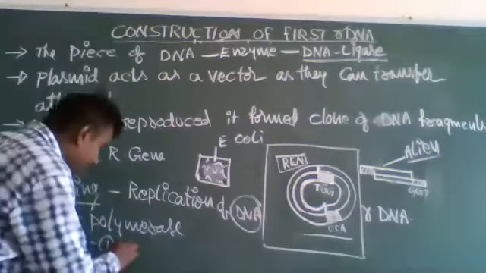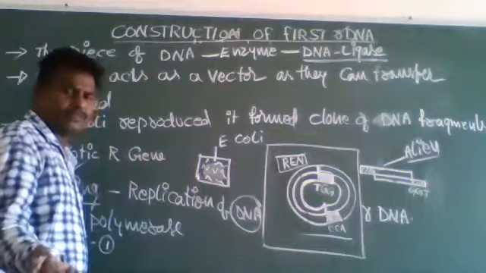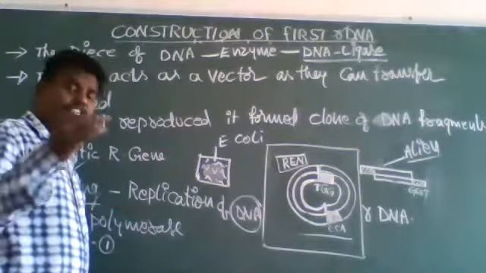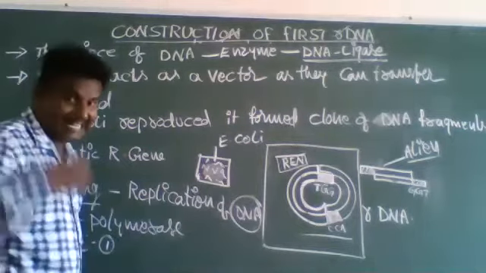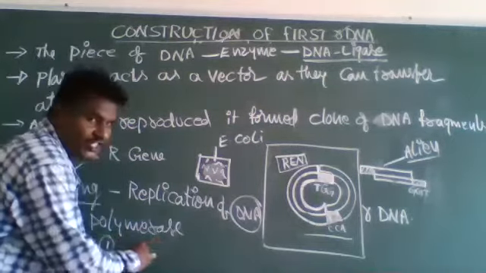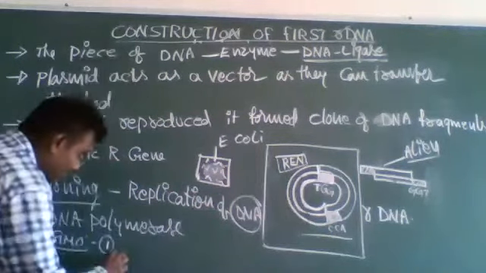Identification of desirable DNA with genes. DNA is made up of a number of genes, and genes are made up of nitrogenous bases. So the first one is identification of the DNA with the desirable gene.